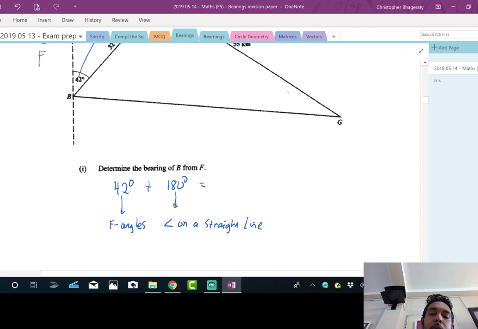Alright, so that's 222 degrees. If you want, you can put your answer down here, right? So the bearing of B from F is 222 degrees. Oh, so we didn't have to find the inside angle, right? I'm not sure what inside angle.